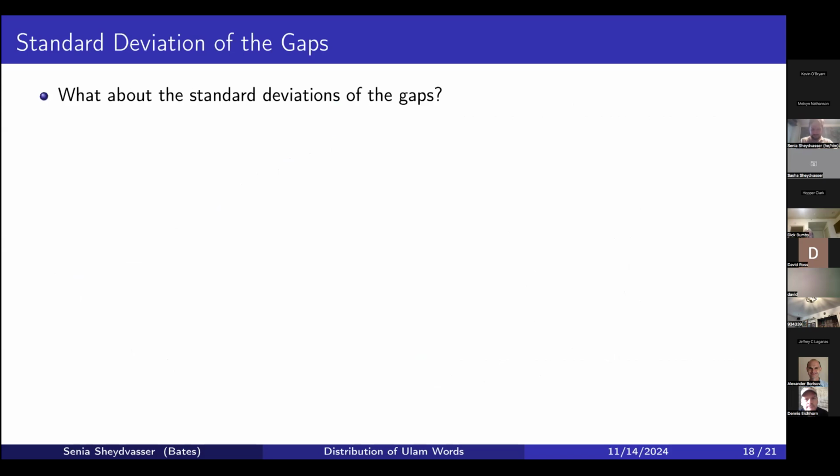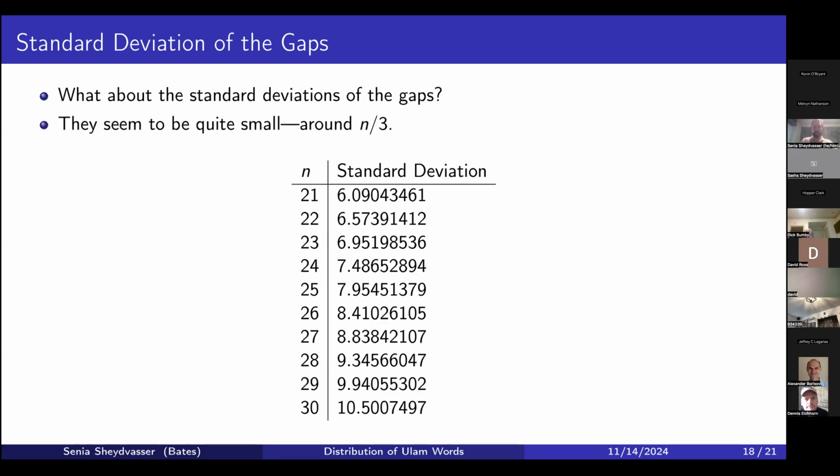Once you have the mean, the next natural thing is to ask about the standard deviation. So what's the standard deviation of the gaps? Well, they seem to be growing, but they're fairly small. It's around n over 3. This is a table from words of length 21 down to words of length 30. And you see maybe a roughly linear growth. This I'm less sure of what it is exactly. But this suggests that this distribution should be getting further and further apart.